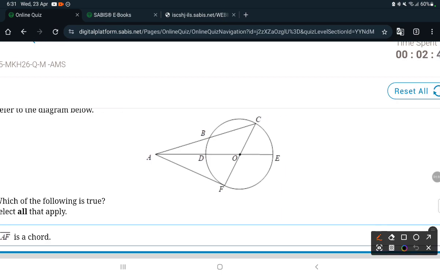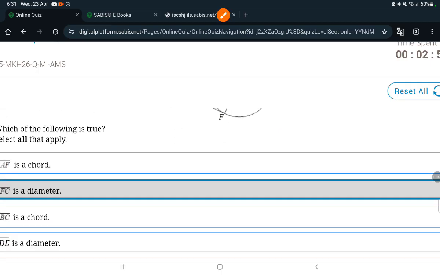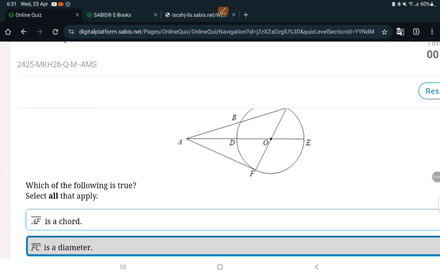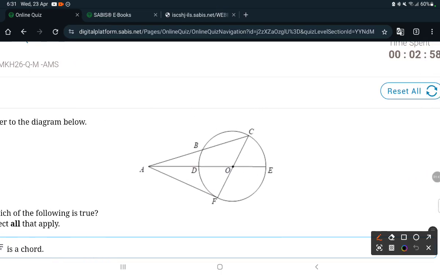We got BC is a chord. As I said, a chord is a line segment joining 2 points on the circle. B is on the circle, C is on the circle, and they're getting joined, so that is a chord. DE is a diameter. Yeah, D is on the circle, E is on the circle. They're getting joined, and it's going through the center, which is O, so that is going to be a diameter.